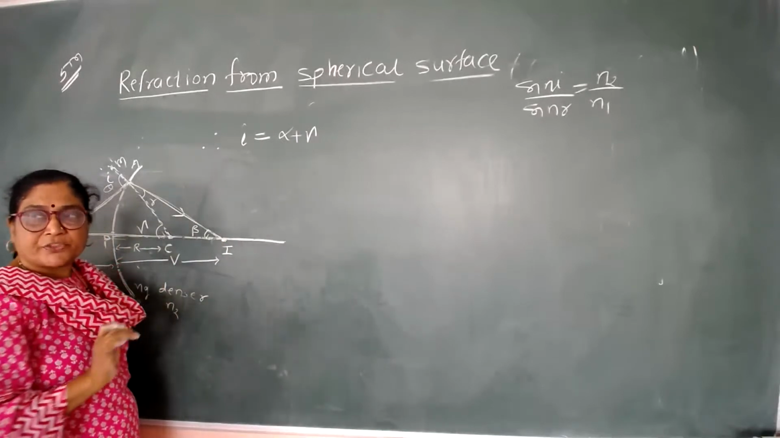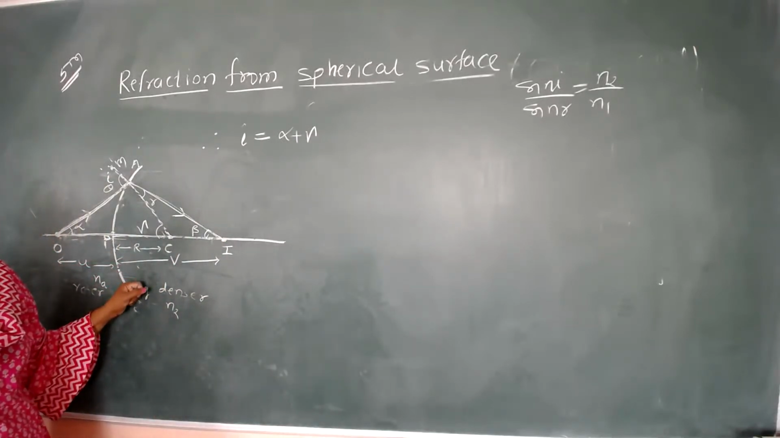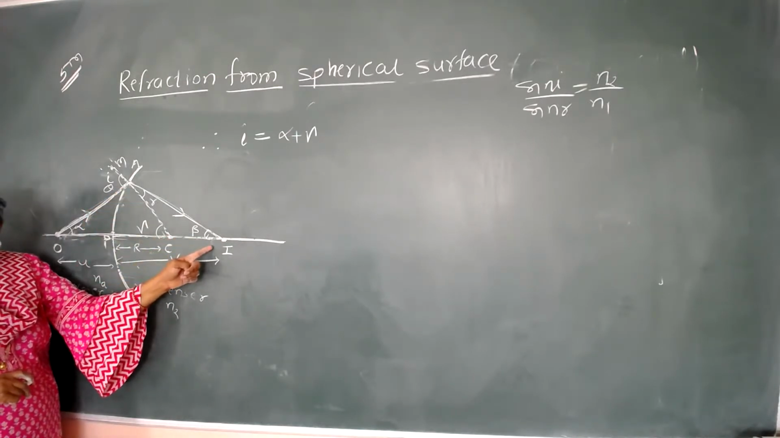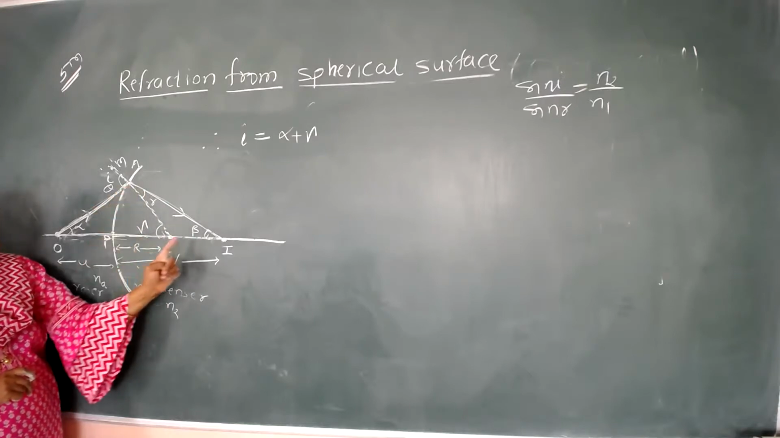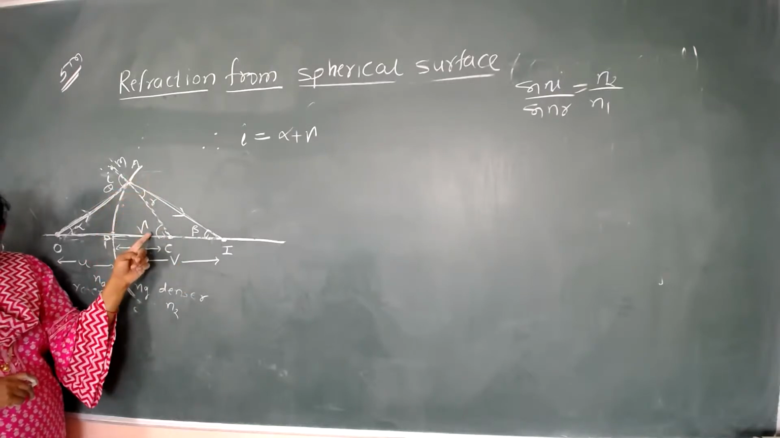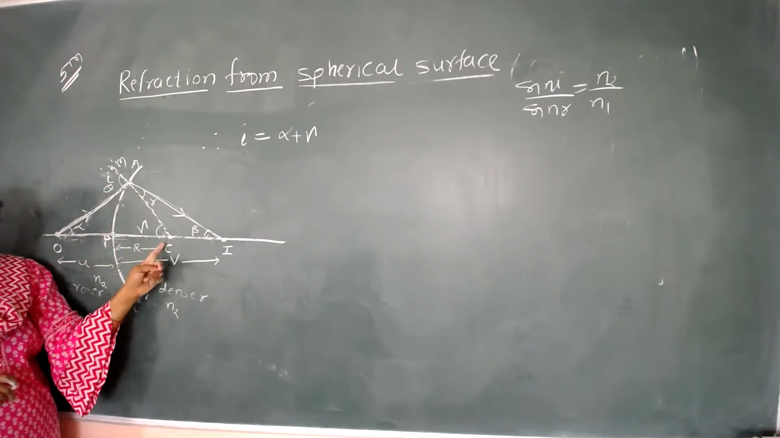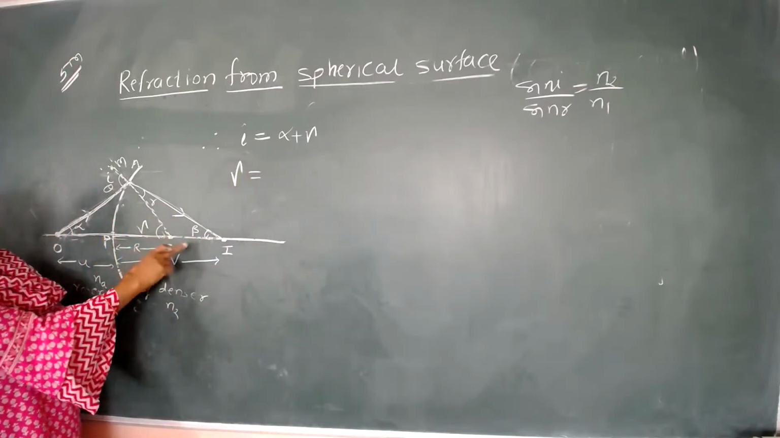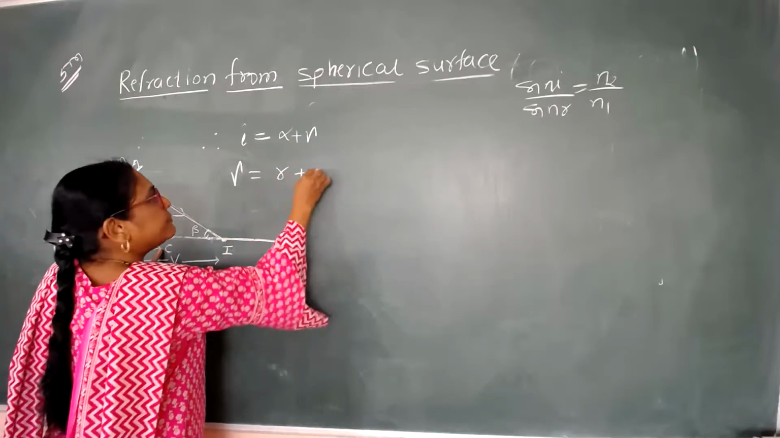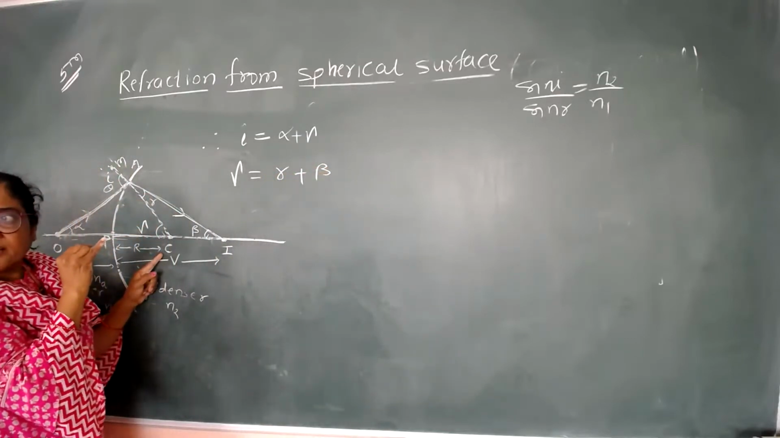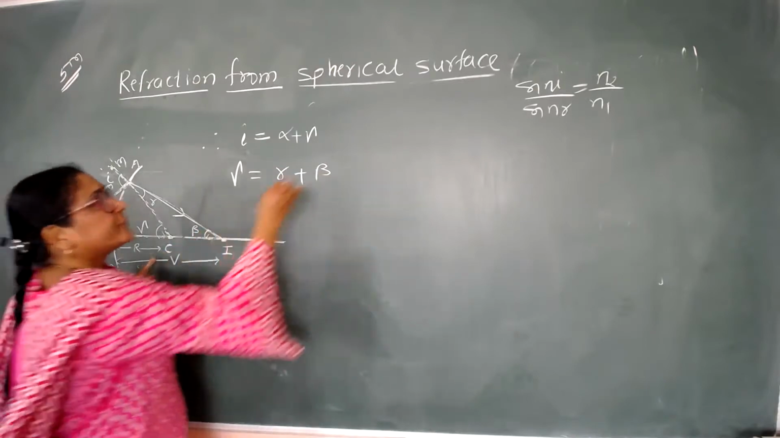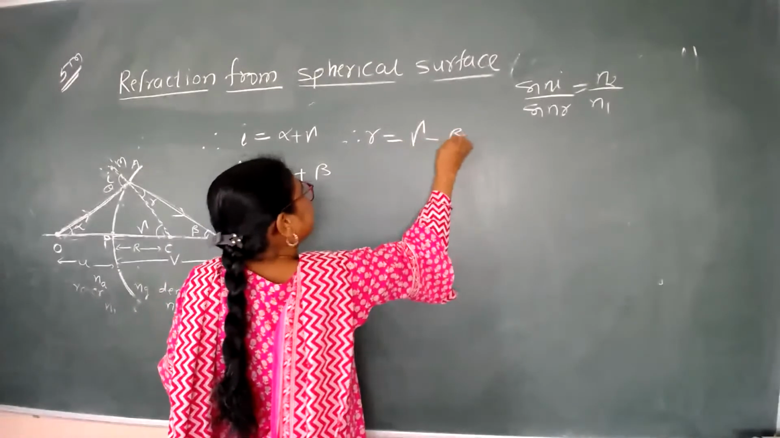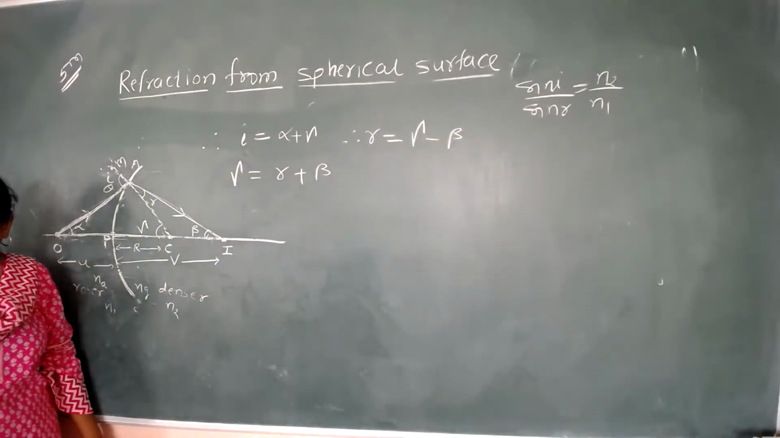We can call this equation 1. Now next we need r. In which triangle is this r? Triangle QCR. Consider the triangle QCR. In QCR, which is the exterior angle? Gamma is exterior. So gamma is equal to r plus beta. But what we need is r, so taking r to one side, r is equal to gamma minus beta. Understood?